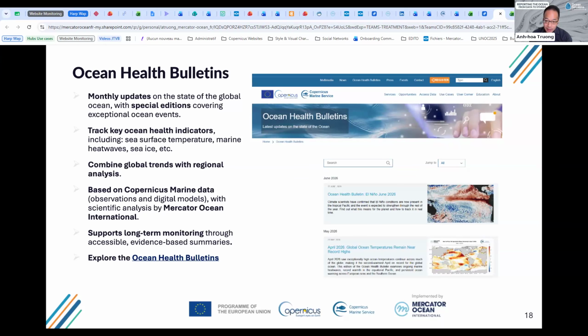Those bulletins are going to track key ocean health indicators, most of the ones that Andrea and Tony showed you: the sea surface temperature, marine heat waves, sea ice, and more. The bulletins combine global trends with regional analysis. They are based on Copernicus Marine data with a scientific analysis by Mercator Ocean International. And so they can help you with long-term monitoring through accessible and evidence-based summaries. I also leave a link to those bulletins at the bottom of this slide.